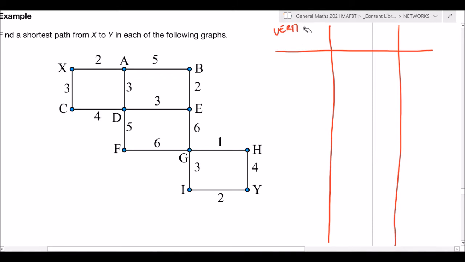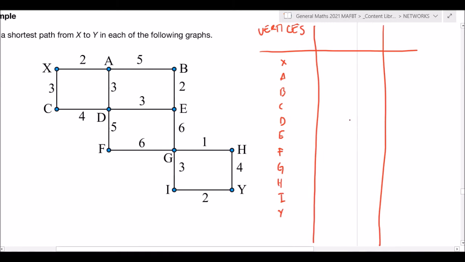So you're going to list out all the vertices in this graph. In this case, you've got X and then A all the way to I. So just write all that: A, B, C, D, E, F, G, H, I. And the last one is Y. So don't forget to put the final vertex. That's what you put in the first column.